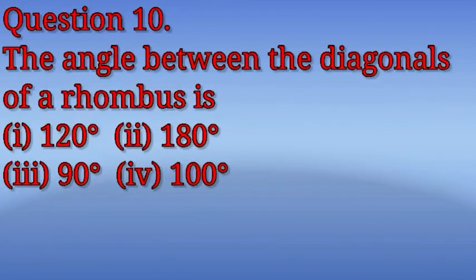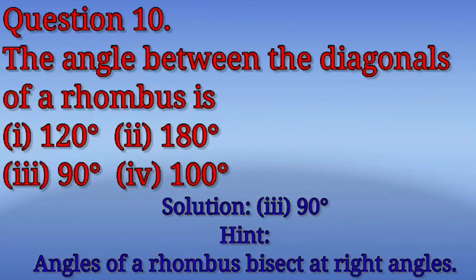Question 10. The angle between the diagonals of a rhombus is 90 degree, since the diagonals intersect each other at 90 degree. So option 3 is the answer.